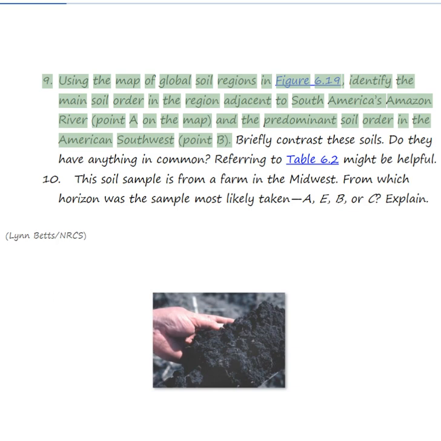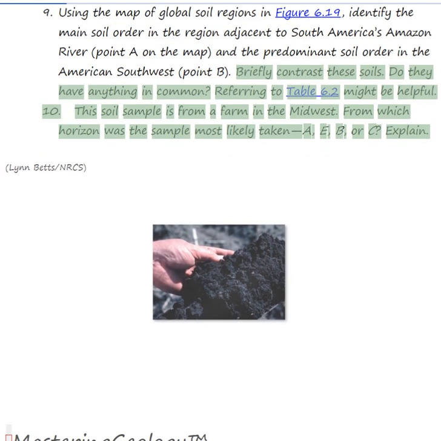9. Using the map of global soil regions in Figure 6.19, identify the main soil order in the region adjacent to South America's Amazon River and the predominant soil order in the American Southwest. Briefly contrast these soils. Do they have anything in common? Referring to Table 6.2 might be helpful.